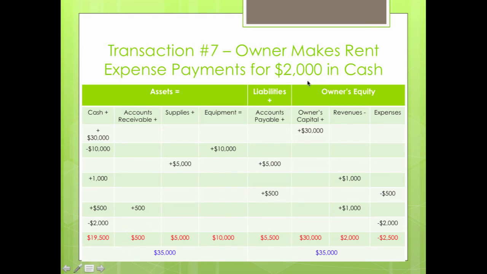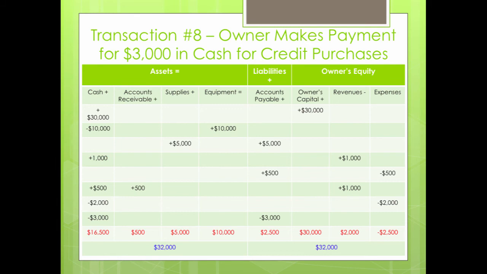Again, you have to look for those keywords. We have expenses and we have cash. So we know that our expense account is going to be affected and our cash account. We're going to go into our cash account and we're going to minus $2,000 because we're paying $2,000 in cash to someone else. And then we're going to add the expense for $2,000 under the expense column. Make sure you add each of the columns for the new totals in red. Make sure you check the equation balances. Assets equals liabilities plus owner's equity. If they do, you're good to go and you can continue with the next transaction.